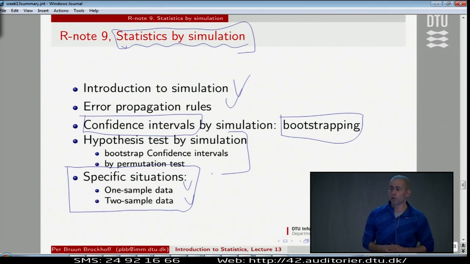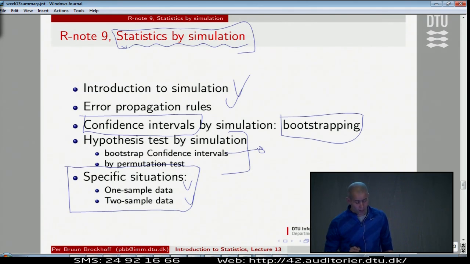Then we can also do hypothesis tests by simulation. We could do it, in simple cases, by basing the hypothesis test on the bootstrap confidence intervals and say, hey, if the bootstrap confidence interval includes this, this is an acceptable value. If it doesn't include it, it's not acceptable. In this way, we can do hypothesis testing by confidence intervals.